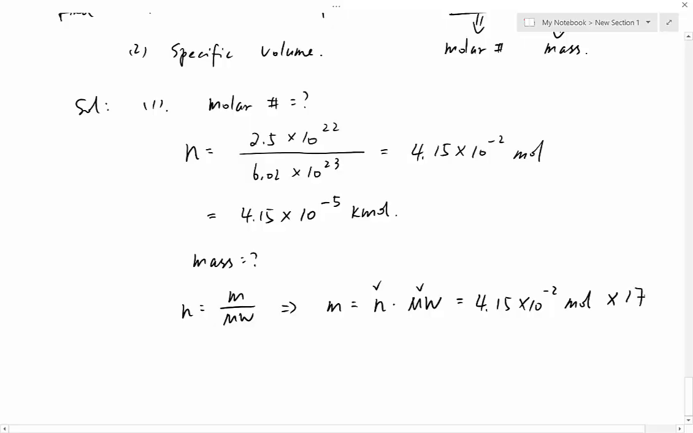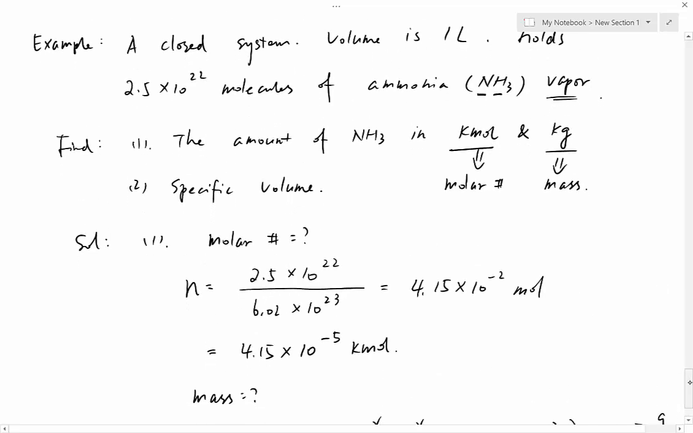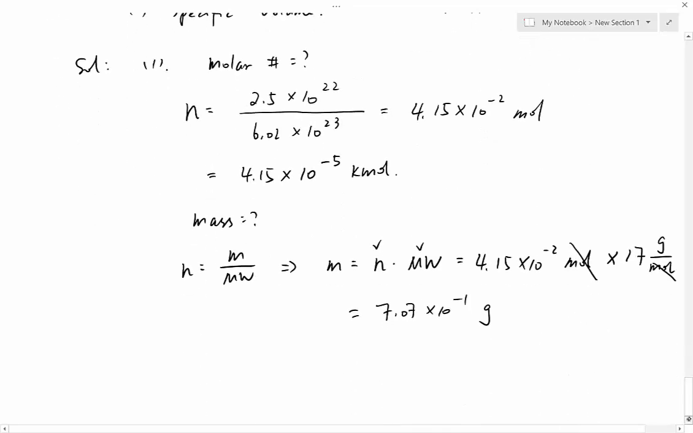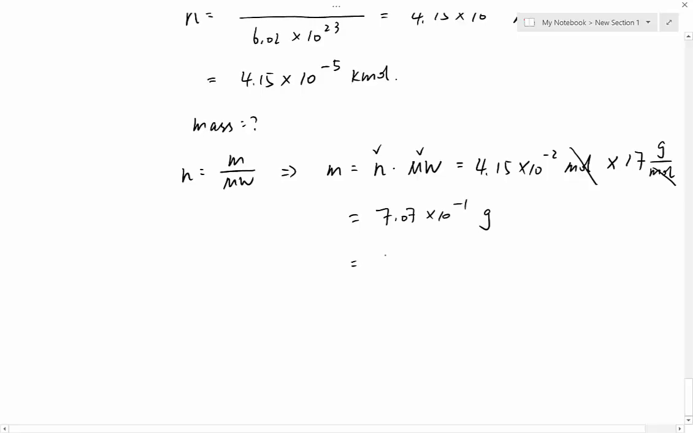17. And don't forget it has a unit. The unit is gram per mole. Okay, so mole cancels mole, and then the solution will be 7.07 times 10 to negative 1. And then the unit left is gram. And don't forget, be very careful, the problem asks for kilogram. So we just do one more thing to convert gram to kilogram. The solution is 7.07 times 10 to negative 4 kilogram. That's part 1.